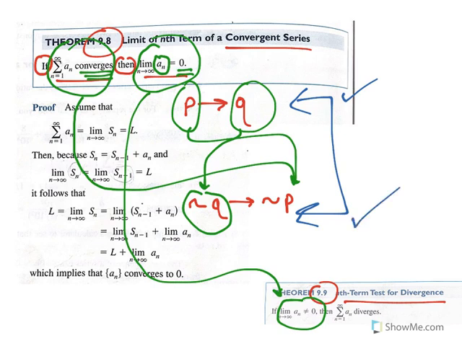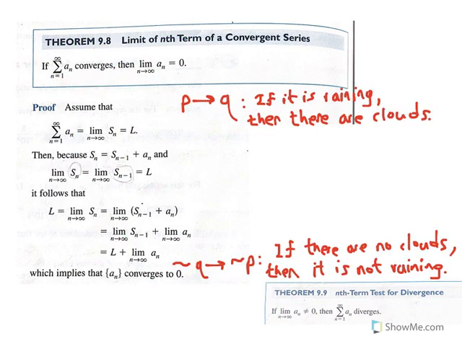So the proof of theorem 9.8 is sufficient for us to know that theorem 9.9 must be true, because theorem 9.9 is logically equivalent to theorem 9.8 because it is the contrapositive of it. I can demonstrate this logic with a real-life example.